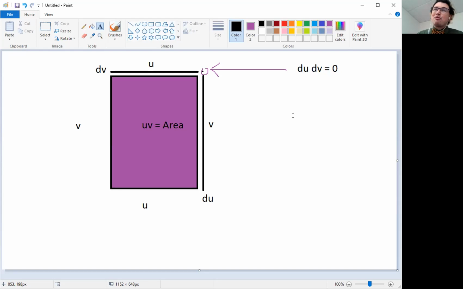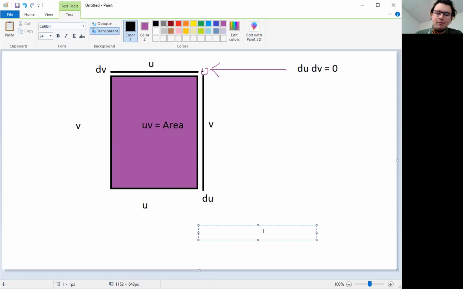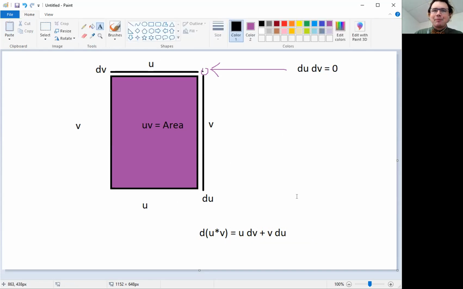We get to play a little fast and loose when it comes to these things. This is the reason why the differential of u times v is going to be, well, my upper line segment, my horizontal line, has an area of u dv, and I need to add to that my vertical line segment, which is v du. And again, I'm just going to throw away that one little dot up in the corner. That's allowed. So that is the origin of the formula.